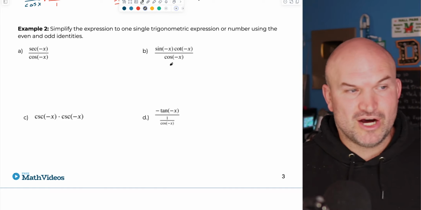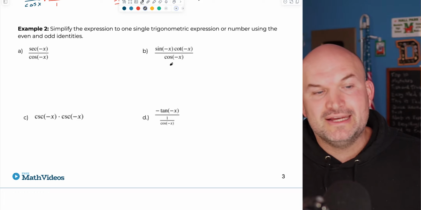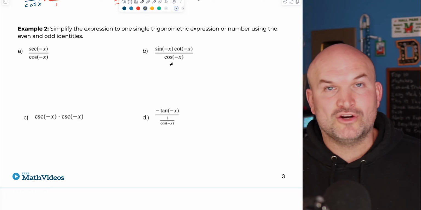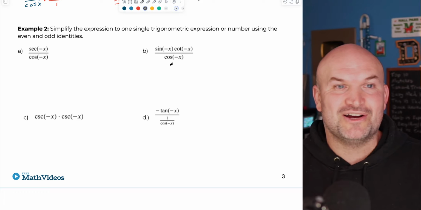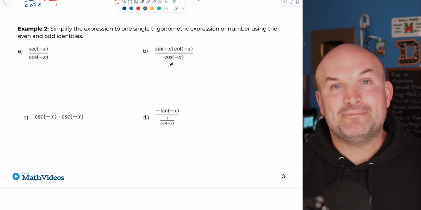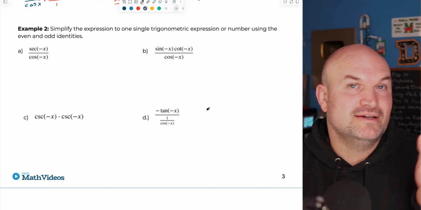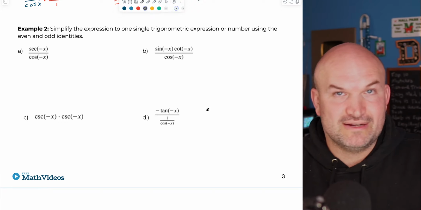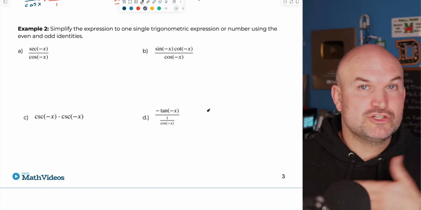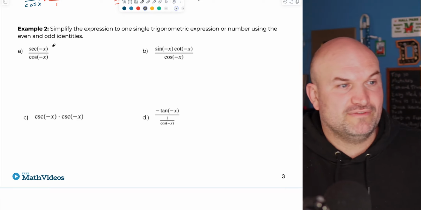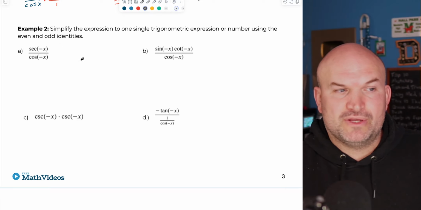The other thing that's important to remember is that of the even odd identities, only cosine and secant are the ones that remain positive. Like secant of negative x is the same as secant of x. Cosine of negative x is the same as cosine of x. All the other ones turn to the negative version of themselves. And again, that's what we looked at from the graphs.